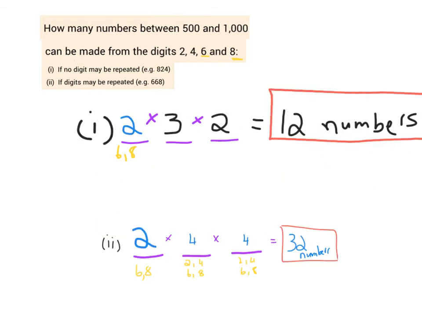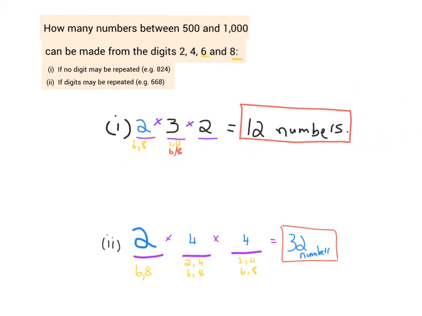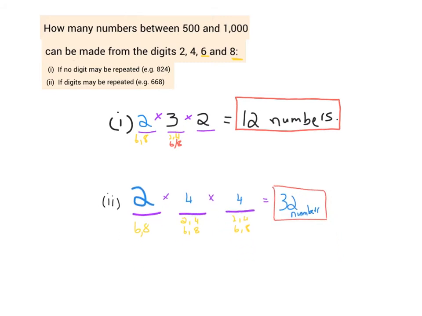Just rewriting my possible options here. So 6 and 8, depending on which I used in the first one, I could have had 2, 4 and then either 6 or 8, and then obviously whichever 2 were used could no longer be used here in the last place. Okay, all right, so that's the first example. Let's have another look at a quick example.